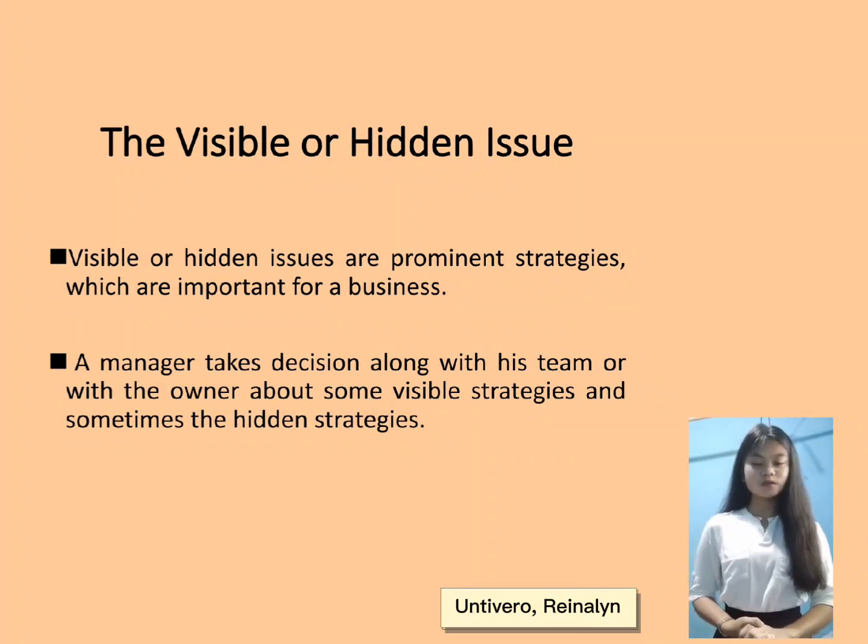Next is the visible or hidden issue. Visible or hidden issues are prominent strategies which are important for a business. A manager makes decisions along with his team or with the owner about some visible strategies and sometimes the hidden strategies.